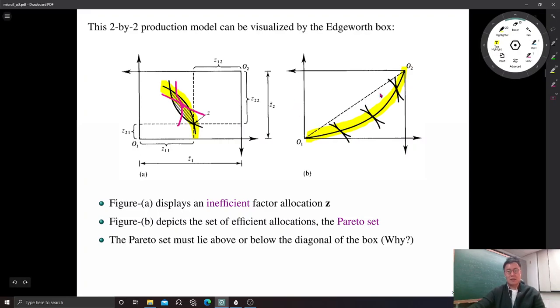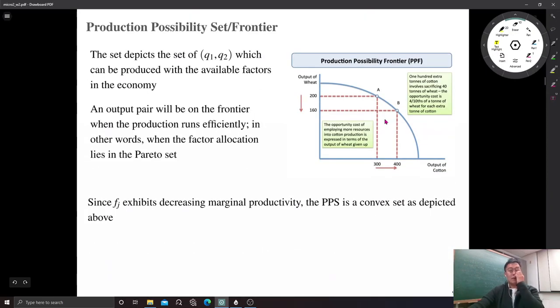With the CRS technology, Pareto set is below or above or totally overlapped with the diagonal of the edge of the box. So Pareto set is related to the notion on the next slide, production possibility set. I think you guys have seen this production possibility set in principles class. The set depicts the set of pairs of outputs which can be produced with the available factors in the economy. Right, so the set is right here.